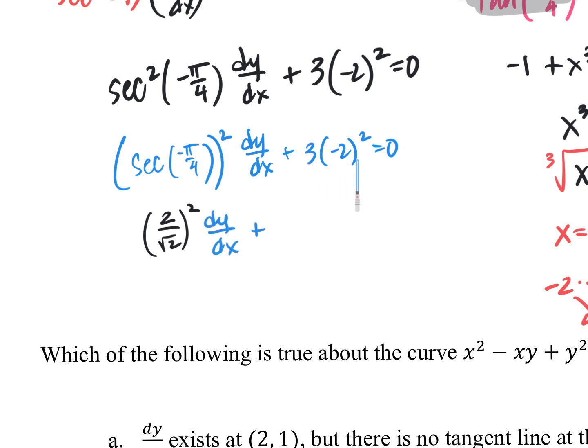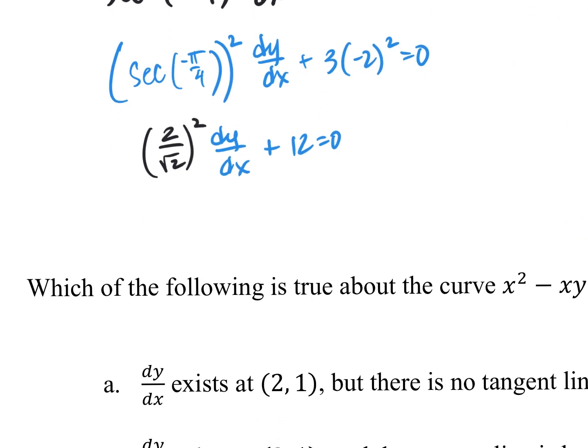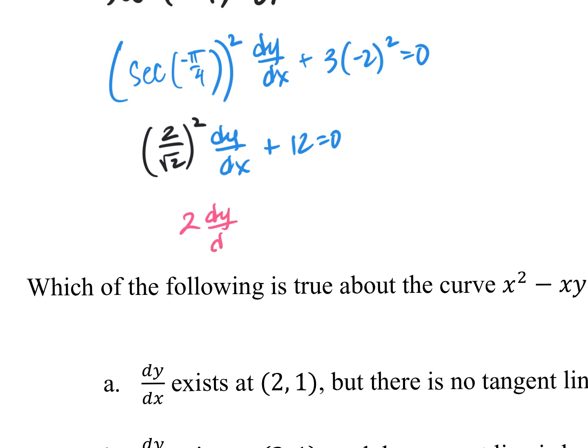Plus, what's this going to get me? Yeah, we got to square this first. -2 times -2 is 4, times 3 is 12. Now let's go solve for that dy/dx. What's this going to do? 2 squared. 4 on the top, root 2 squared on the bottom is a 2. So that's just going to get me a 2. Agreed. Oops. dy/dx equals a negative 12. So what's my slope at that point? Negative 6.